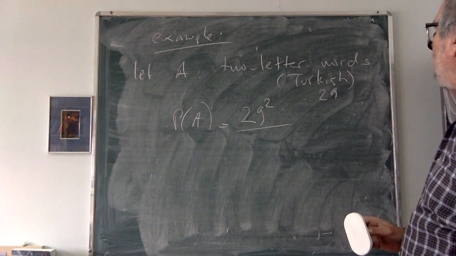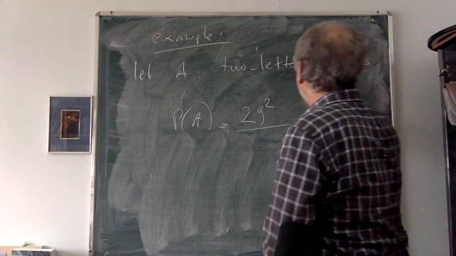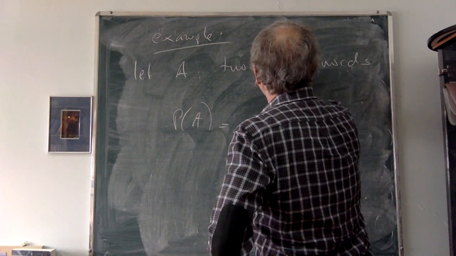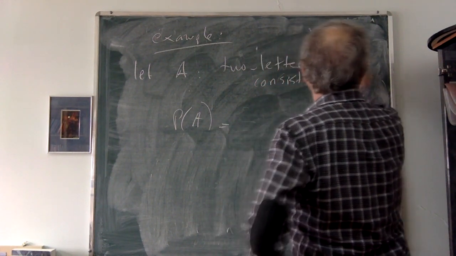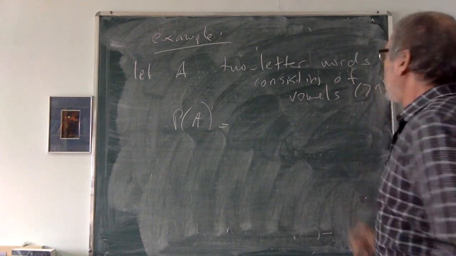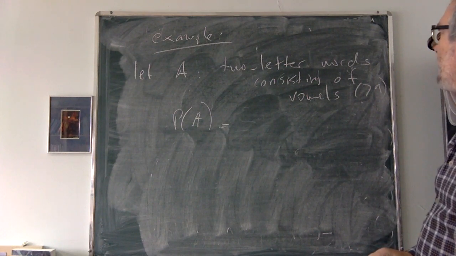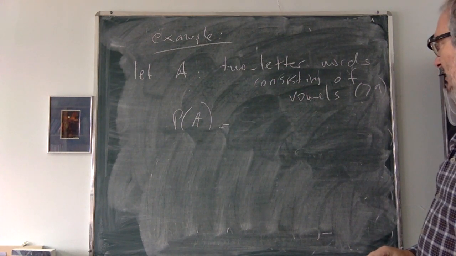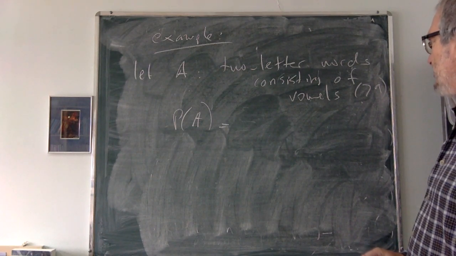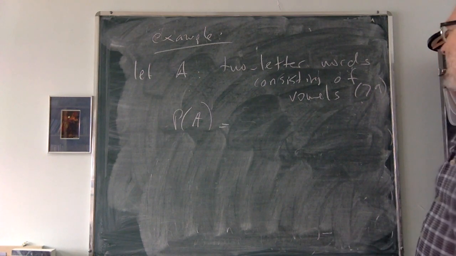Let me make this slightly more interesting. Let's say it's 2-letter words consisting of vowels, out of 29. So I'm interested in 2-letter words in Turkish which consist entirely of vowels. That's the more interesting event.